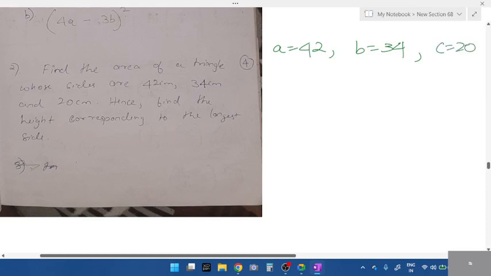So C is equal to 20. Once you find this, find the semi-perimeter. A plus B plus C divided by 2. Write the formula or you can do it directly. 42 plus 34 plus 20.